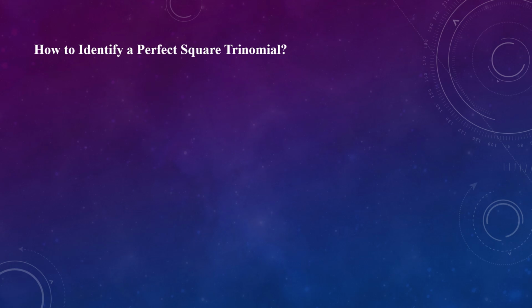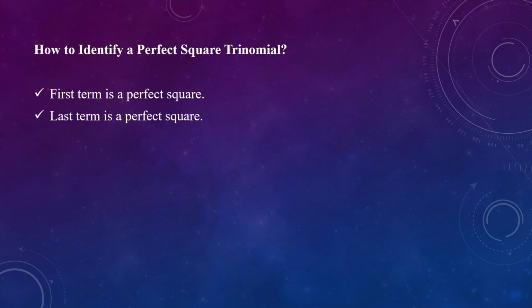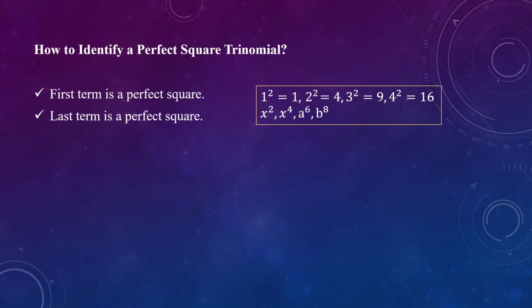And how do we identify a perfect square trinomial? The first term is a perfect square. The last term is a perfect square. And what is a perfect square? 1 times 1 or 1 squared is equal to 1. 2 squared or 2 times 2 is equal to 4. 3 squared or 3 times 3 is equal to 9. 4 squared is equal to 16. So 1, 4, 9, and 16 are examples of perfect squares. And regarding variables, the exponent must be an even number.